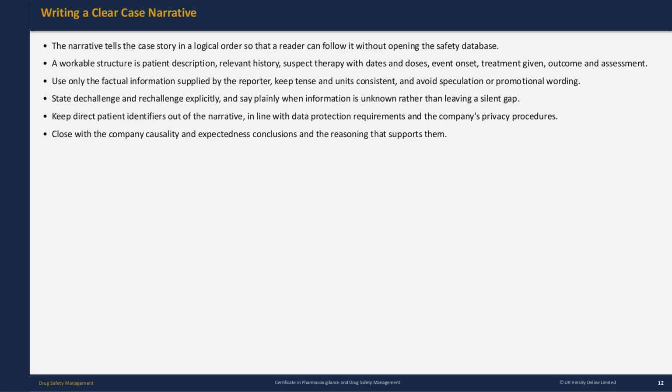Writing a clear case narrative. The narrative tells the case story in a logical order so that a reader can follow it without opening the safety database. A workable structure is patient description, relevant history, suspect therapy with dates and doses, event onset, treatment given, outcome and assessment. Use only the factual information supplied by the reporter, keep tense and units consistent, and avoid speculation or promotional wording. State de-challenge and re-challenge explicitly, and say plainly when information is unknown rather than leaving a silent gap.